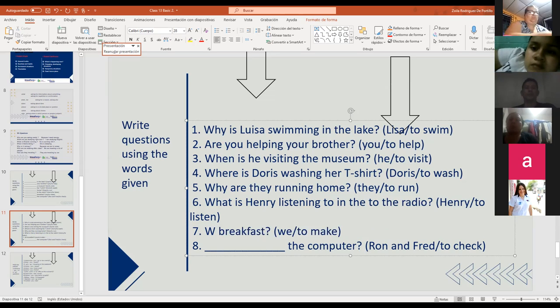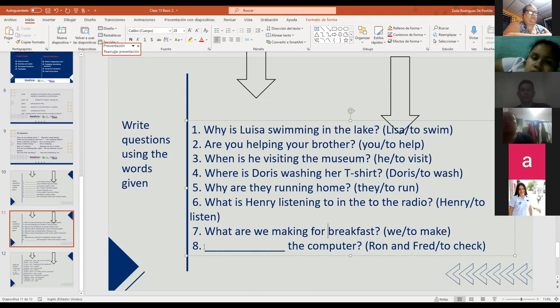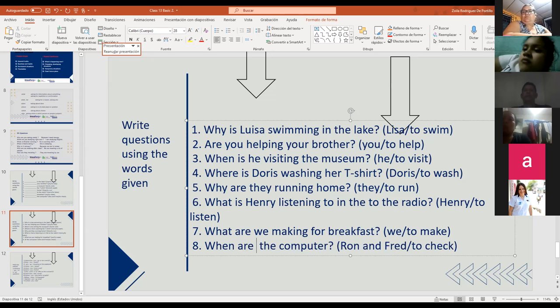What are we making for breakfast? Okay. What are we making for breakfast? We're making beans, cheese, fried eggs, right? Okay, number 8. When are Ron and Fred checking the computer?